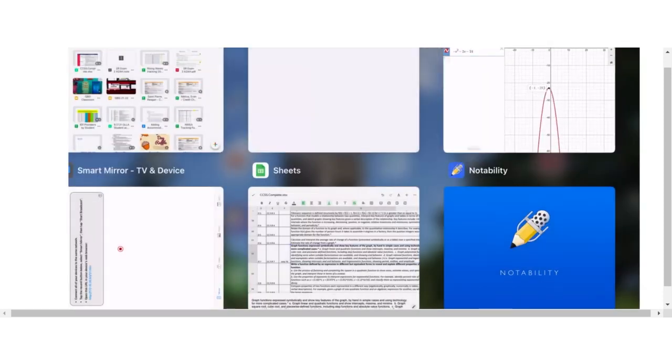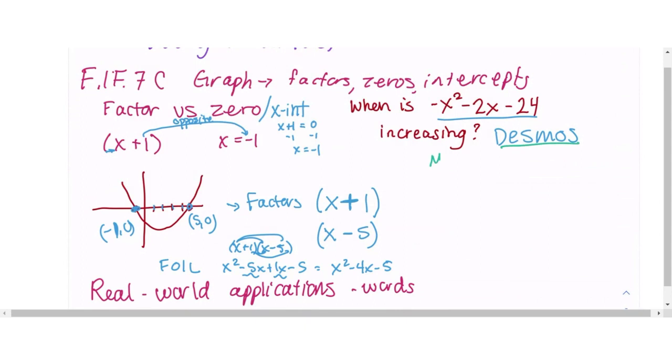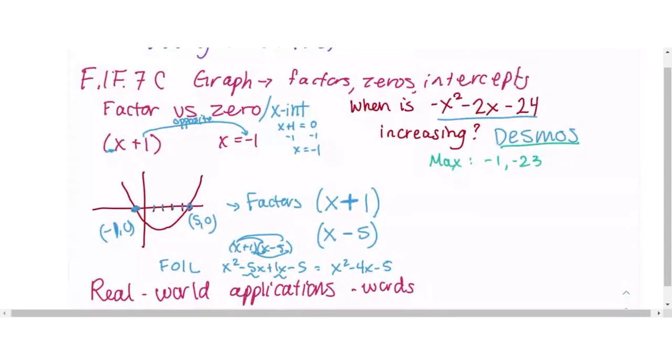So let me come back here. Okay, so my max, let me change the color. In Desmos, the max is at -1, -23. Is that right? I have to go back. I forgot already because I changed color. Yep, -1, -23. And it was a frowny face graph. Frowny face parabola. So I know that it's going to be increasing from -infinity to that same point from the max, -1. Yeah, pretty cool, huh?